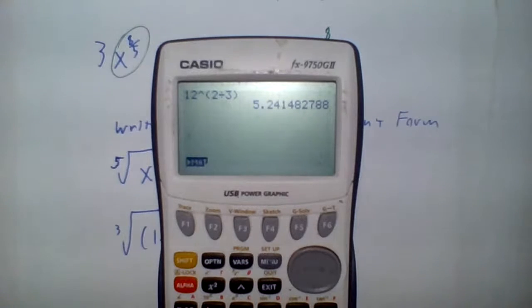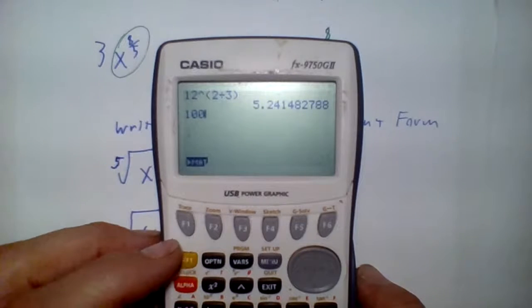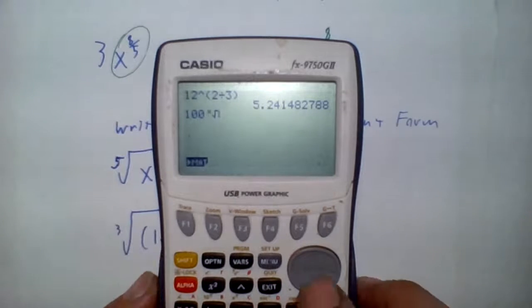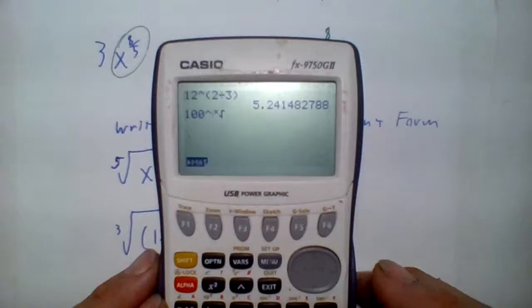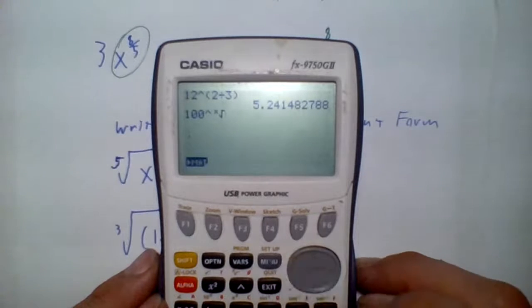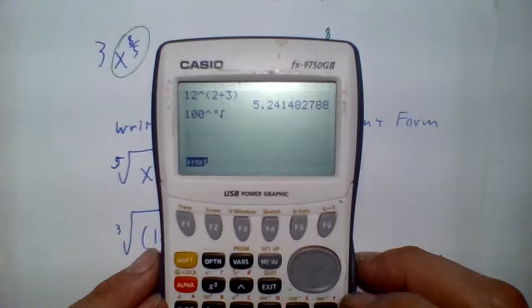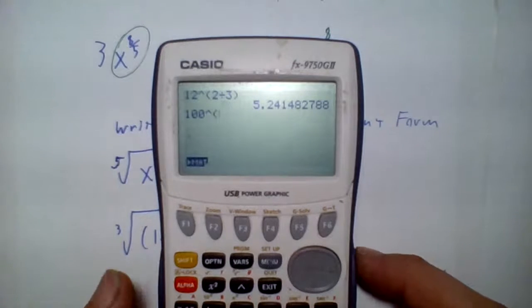So if for some reason I needed to know the 5th root of 100, the easiest way to get to that is, 5th root means a 1/5 power. So I just put the exponent in. I said 5th root, so that would be a 1/5 power.